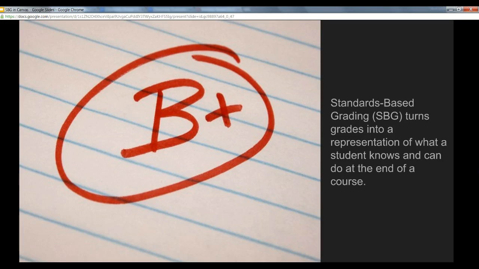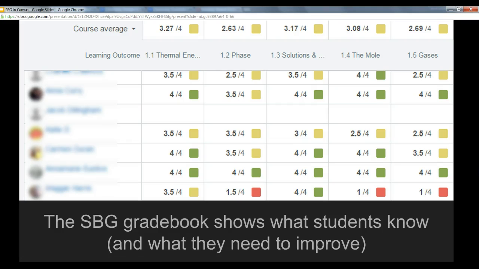Standards-based grading is all about transforming grading to really demonstrate the latter, to turn grades into a representation of what a student knows and can do at the end of a course. Standards-based grading is all about transforming grading practices. So the standards-based grading gradebook will look very different than a traditional gradebook. You'll notice in this example gradebook, there are no assignments here. There's no tests or worksheets or quizzes or anything there.